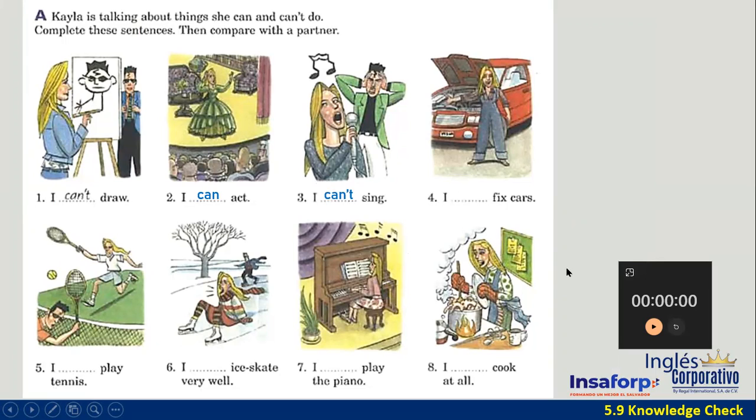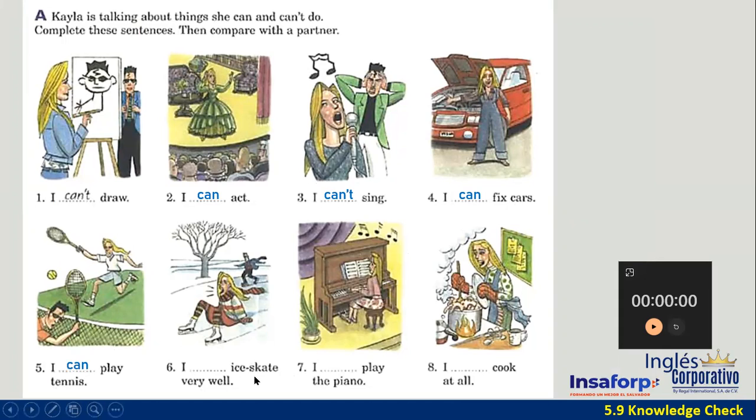Okay, number four. I can fix cars. I can fix cars. Good job. Number five. I cannot play tennis. Well, actually, they look very, se ven así todo fresco, como dicen. Entonces, I can play tennis, right?